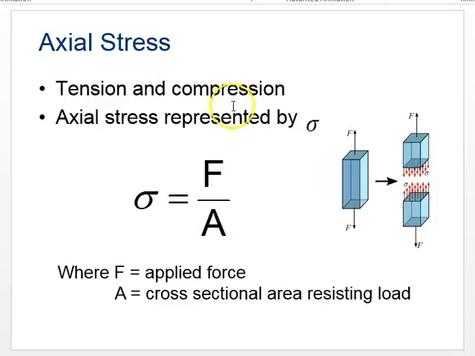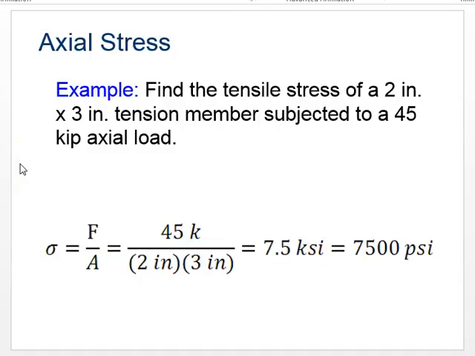Axial stress is when I'm pulling on both ends straight along the axis of the member, and the stress is what's felt inside by the material. Here's an example problem. It's just plugging in the force and the area. K is kips. A kip is 1,000 pounds.